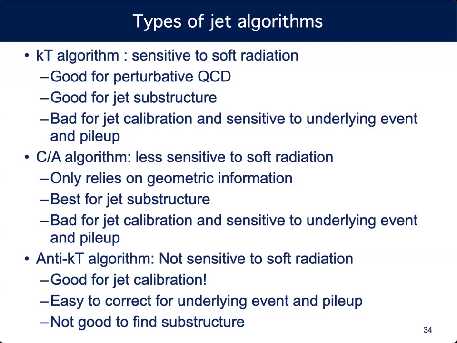So I may cover them tomorrow if I get time, but probably not. But the KT and Cambridge-Aachen are kind of similar in this. It's still bad for jet calibration, and it's still pretty sensitive to underlying event and pileup. And I'll talk about those in a little while. The anti-KT algorithm, on the other hand, is not sensitive at all to soft radiation. It just picks the highest one that's there and draws a circle around it, more or less. And that's great for jet calibration, and it's easy to correct for other things experimentally. But it's terrible at finding substructure on purpose, because that's not what it's supposed to do. So we use a combination of these for different analyses on CMS and ATLAS and everywhere else.